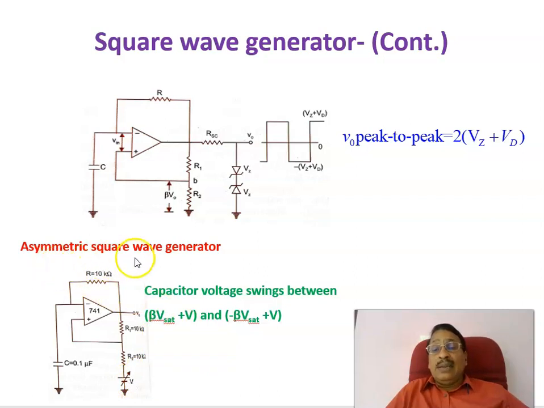Therefore, an asymmetrical square wave can be generated by connecting a voltage at this point. Rather than grounding this one, you connect a voltage V, so that the capacitor voltage will swing between beta VSAT plus V and minus beta VSAT plus V, and the on period will not be the same as the off period. That is what is called an asymmetrical square wave generator.